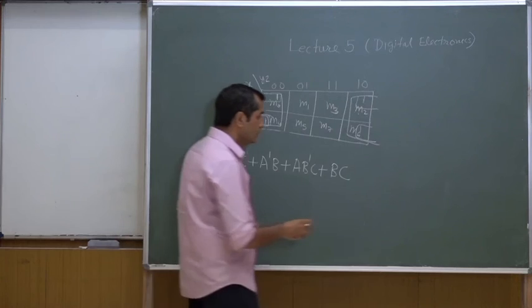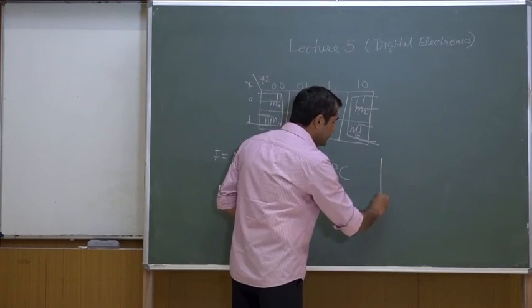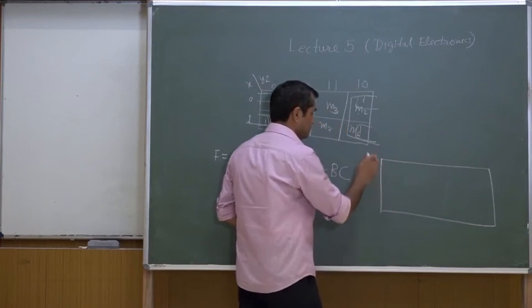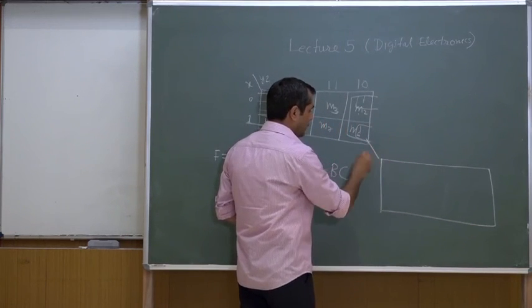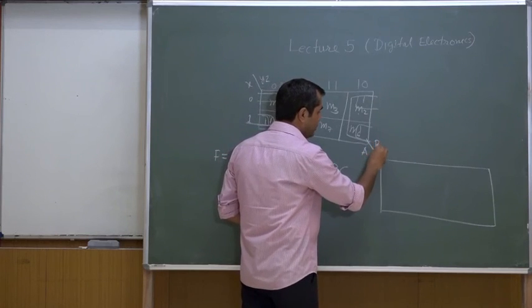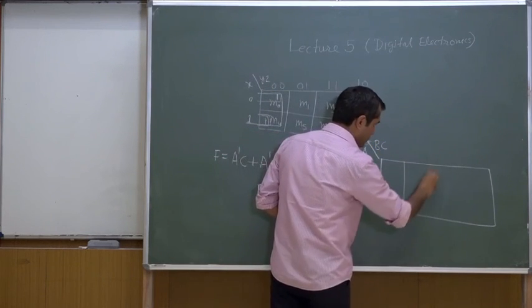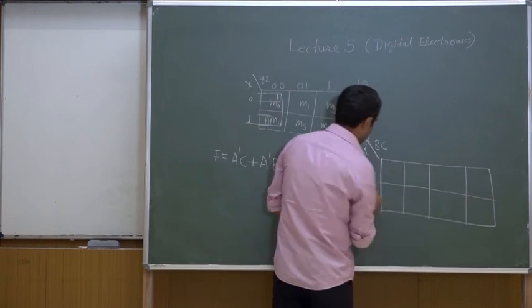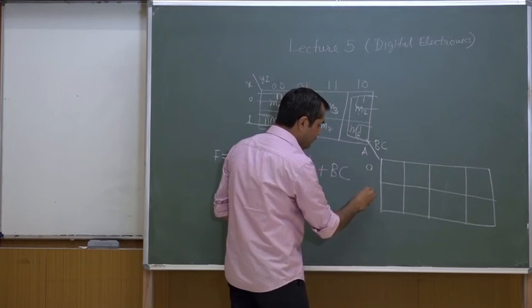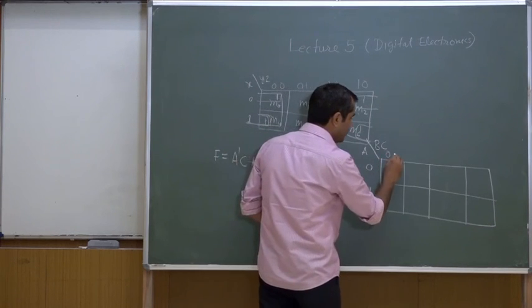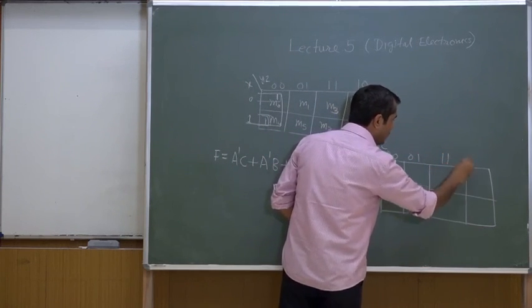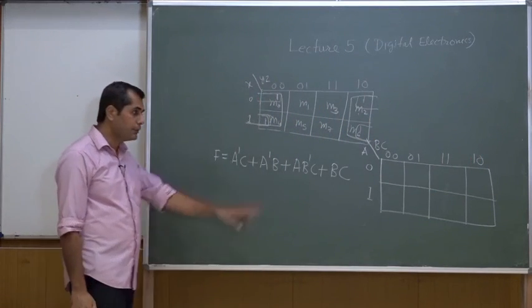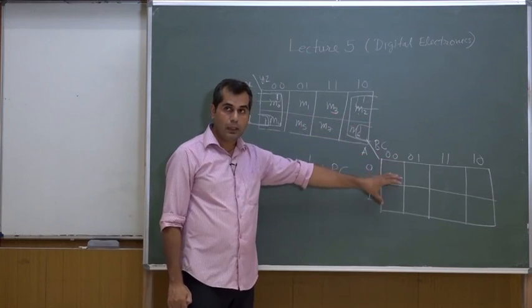Okay. So, let me draw a K map for this three variable function. I will write here A, this side B, C, 8 boxes, A 0, 1, B, C 0 0, 0 1, 1 1 and 1 0. Okay. First, I will have to fill 1 in the boxes, then I will minimize the terms.